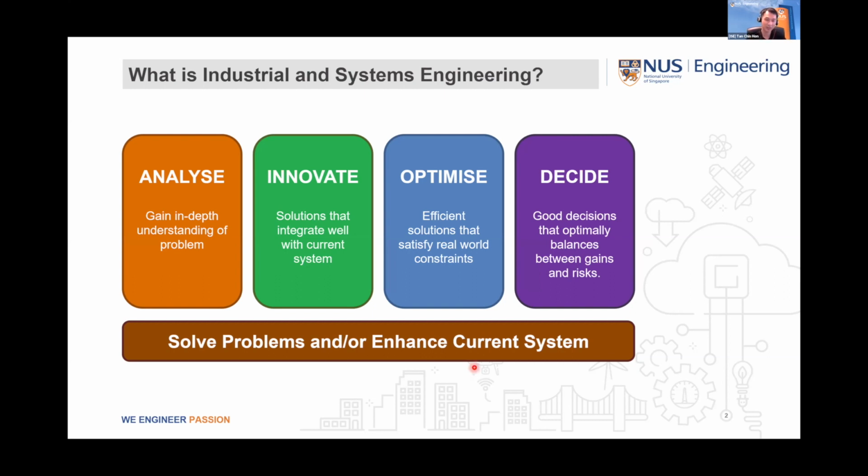In a nutshell, we are interested in solving problems or looking at how we can improve the way that we are doing things. We do that via a four-step approach, which we have highlighted in the video. First, you need to have a good understanding of the problem that you are tackling. Next, we come up with various solutions to implement within our current system. Given the various real world constraints, we then look at what is going to be the best out of these solutions. And finally, we need to make the decision, not just based on the gains, but we also need to consider the risk that is going to be involved as well.